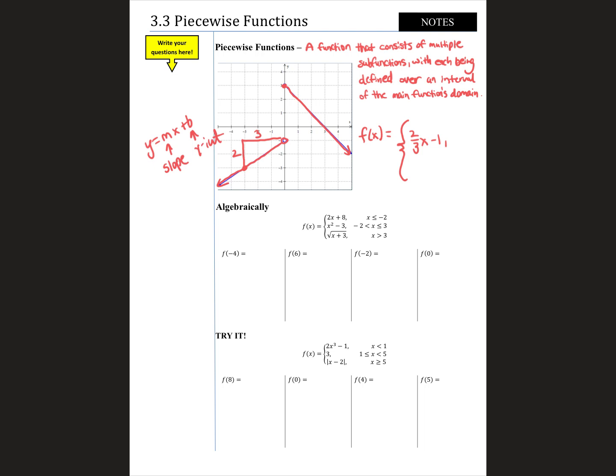Now notice that that graph doesn't go on forever. It's restricted, and we're restricting it based off its domain. So we want all values of x that are less than 0. And the reason why we're using less than is because, again, that point is not included at (0, -1).